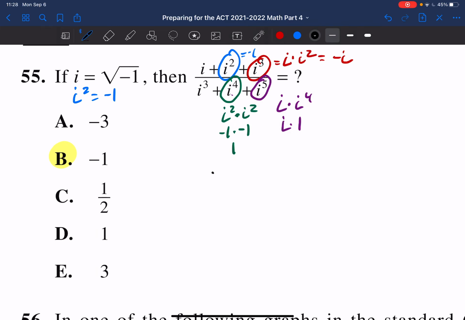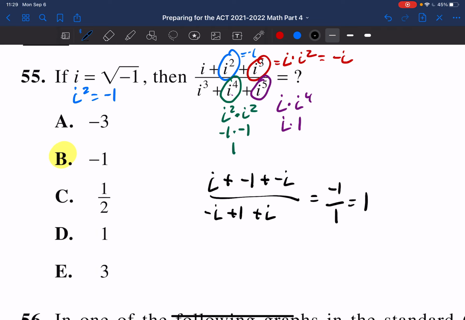So doing all this, I've got i plus negative 1 plus negative i all over i cubed is still negative i plus 1 plus i. So what ends up happening is on the top and on the bottom, the i's cancel out. And you're left with negative 1.